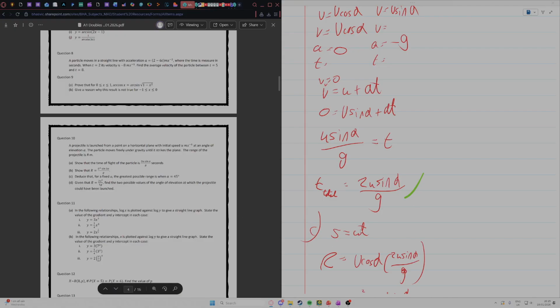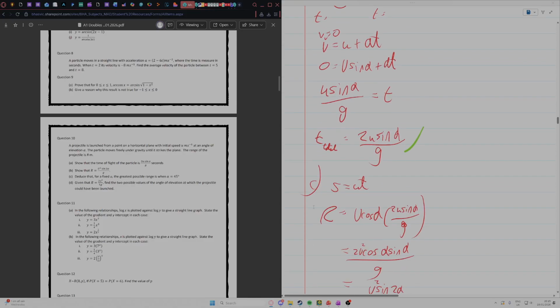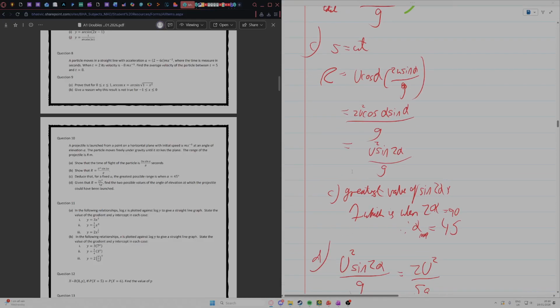Now we have the range of the projectile. So the total range is going to be 2 times the... actually, no, we can just say that because this is the total time of flight, you just do s equals ut because a is 0. S is just r, where t is the total time of flight, which you just calculated. Put this on the numerator, use your double angle identity on it. You get your r expression. And then given that r equals that, find 2 possible values where it could have been launched.